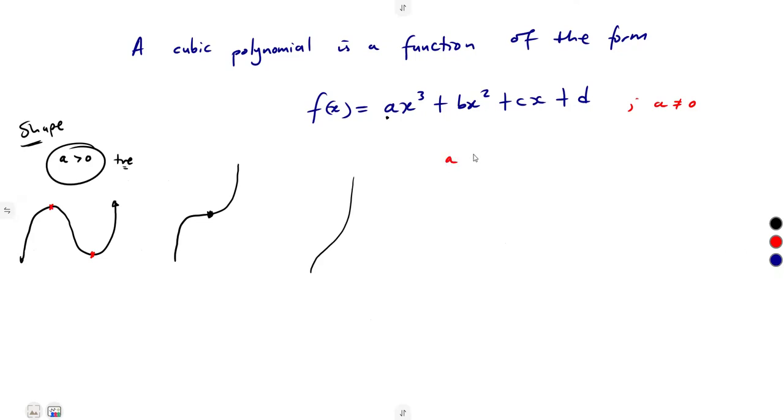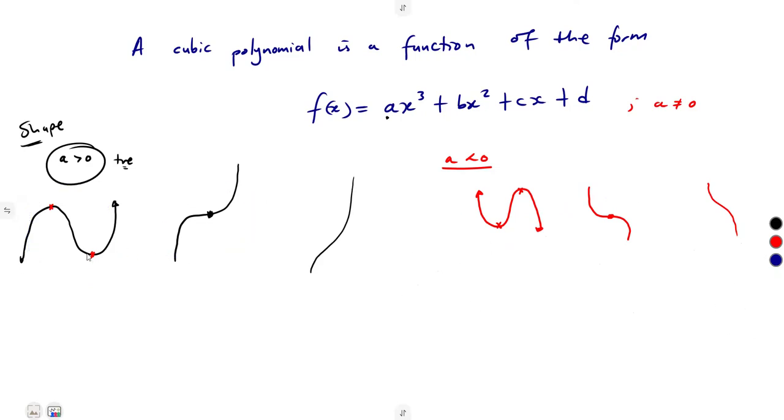On a condition where a is less than 0, this time it's going to be like this, going down. This is the case where a is less than 0, and you're going to have two turning points. Or it can be something like this, where it is having the stationary point of inflection, or it can be something where you actually do not have a turning point at all. So here it's going to be two turning points, one turning point, two turning points, one turning point.